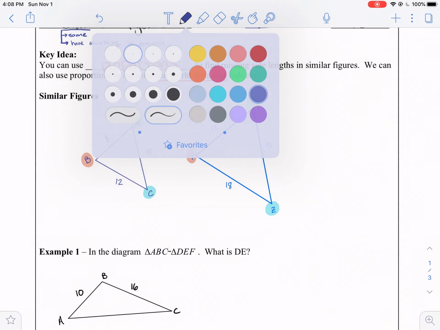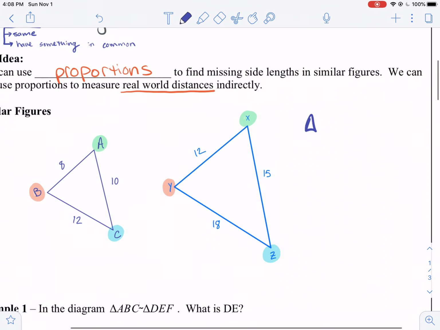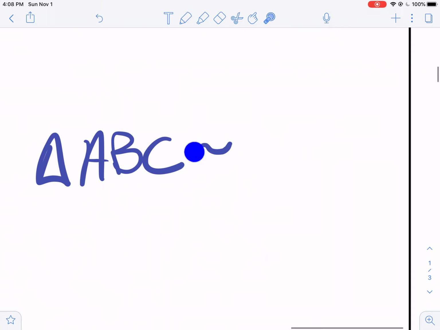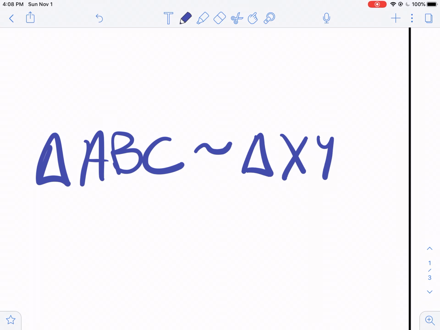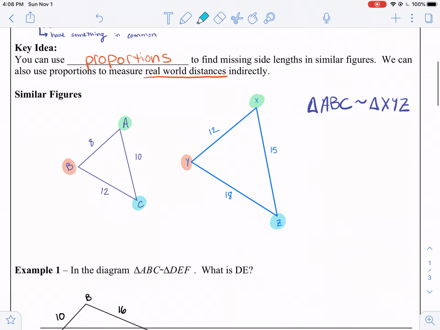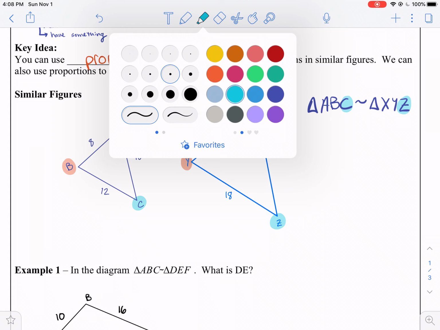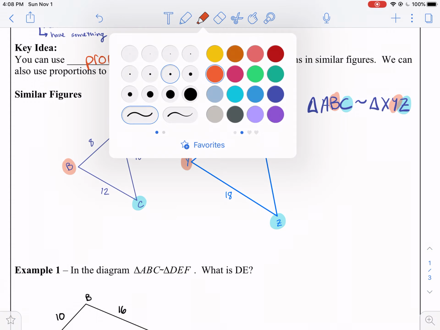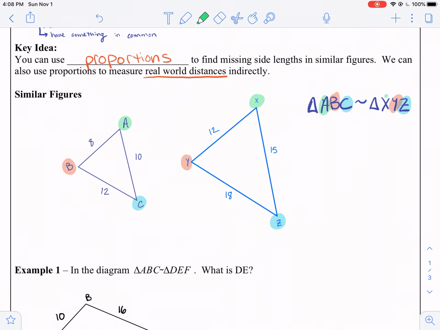Let's go with blue, because similar figures. So we say that triangle ABC is similar to this squiggly guy right here. This means similar to, so it's not exactly equal, but similar to triangle XYZ. Again, notice the corresponding parts. C matches up with Z, as in Zulu, and B as in Bravo matches up with Y as in Yankee, and A as in Alpha matches up with X as in X-ray.